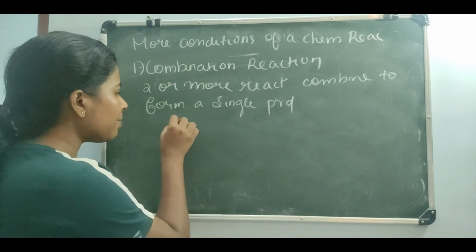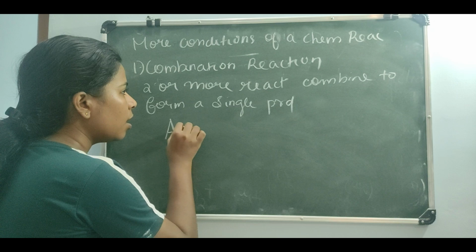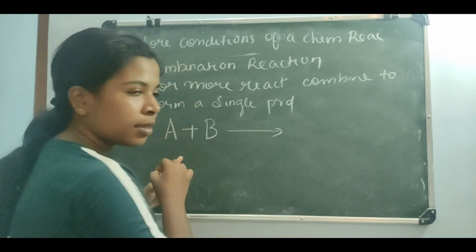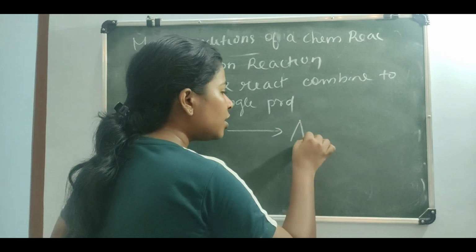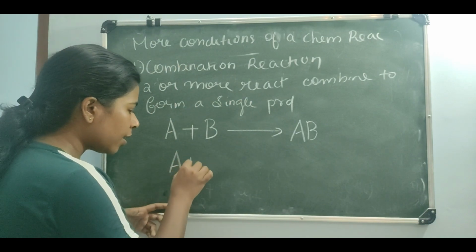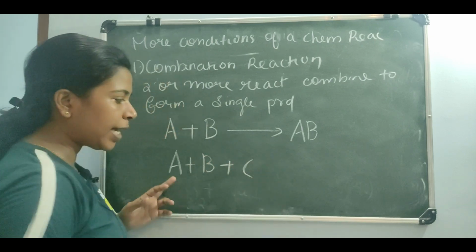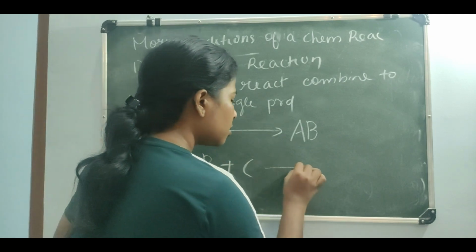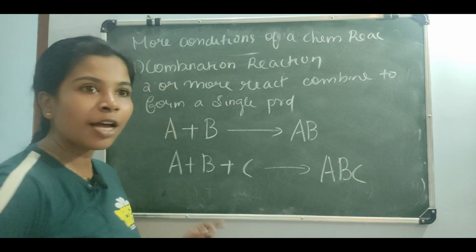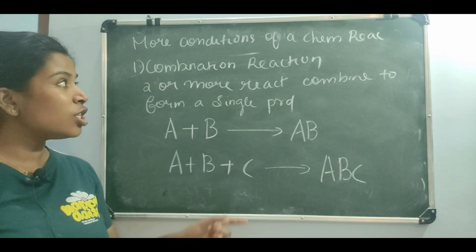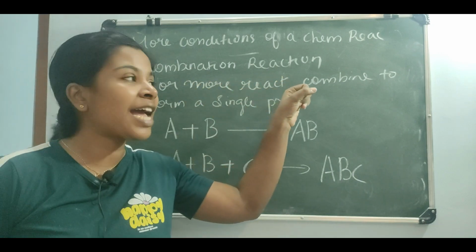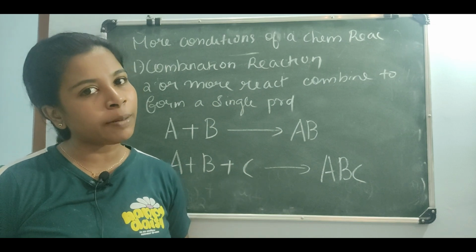For example, if on the reactant side we have one reactant A and another reactant B, the product formed will be single, consisting of both these reactants. Understood? One more: if I am combining three reactants on the reactant side, the product will be a single product. Got it? So what is a combination reaction? A combination reaction is a reaction in which two or more reactants combine to form a single product.